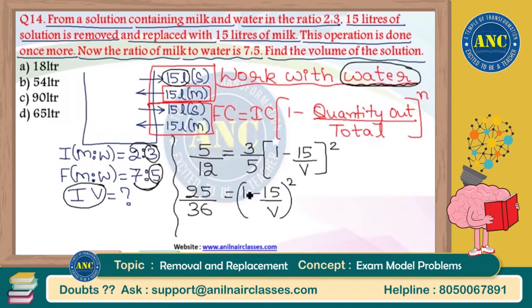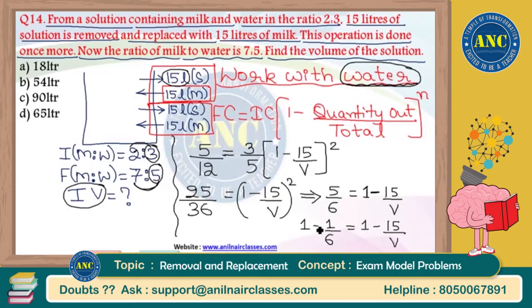If I take the square root on both sides, this will become square root of 25 by 36, which is 5 by 6. On the right side, square root of square will go off. Only 1 minus 15 by V will be pending. Now the right hand side is 1 minus something, so write the left hand side also as 1 minus something. 5 by 6 is nothing but 1 minus 1 by 6. Right hand side is 1 minus 15 by V.